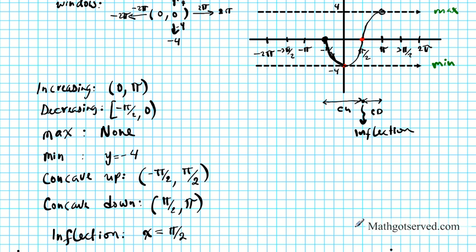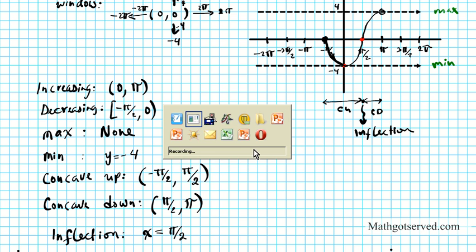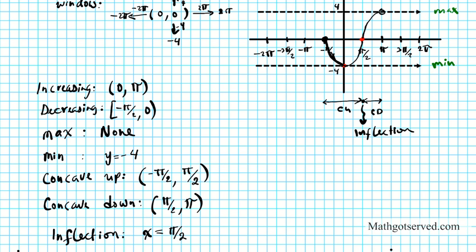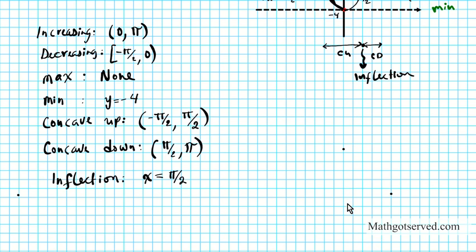Alright, now let's move on to question number 2. So for number 2, we have the function y equals -2 sine x. Okay? Alright, let's write it in transformational form.